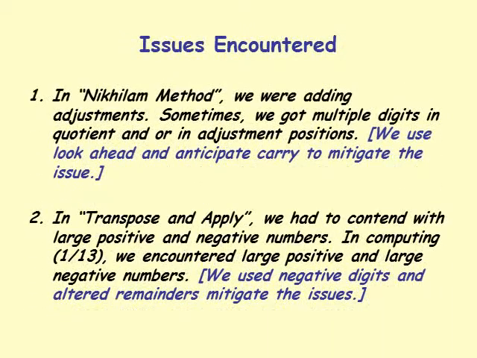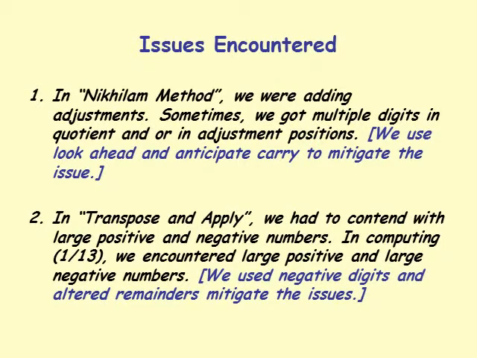Issues encountered. Let's recap the issues we had. In the Nikhilam method, we were adding adjustments, and sometimes we got multiple digits in the quotient or in adjustment positions. How do we work around those issues? We usually look ahead and anticipate a carry to mitigate the issue. This look-ahead mechanism is the one we used to mitigate multiple digits in a quotient position or in adjustment positions.